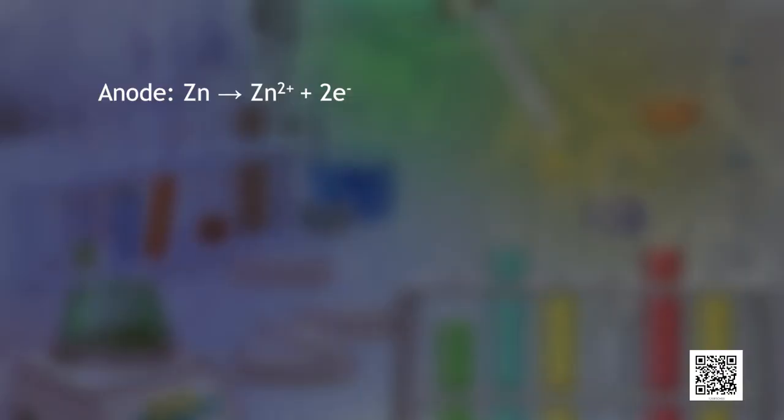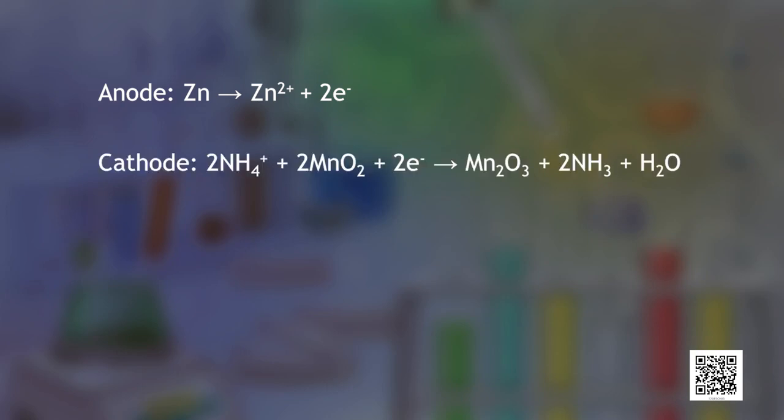When the cell is working, zinc loses electrons to give zinc ions. The electrons pass around the external circuit and are taken up at the cathode. This causes discharge of ammonium ions. The reactions taking place at the electrodes can be represented as: at anode, zinc undergoes oxidation to form zinc ions, while at cathode, ammonium ions mix with manganese dioxide and undergo reduction to form manganese oxide, ammonia and water.